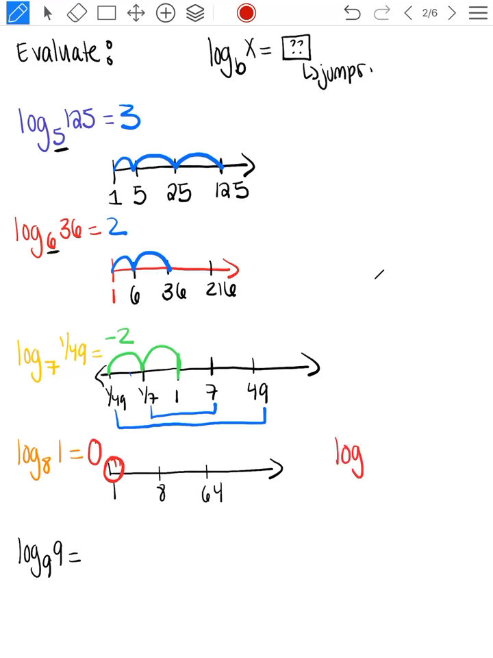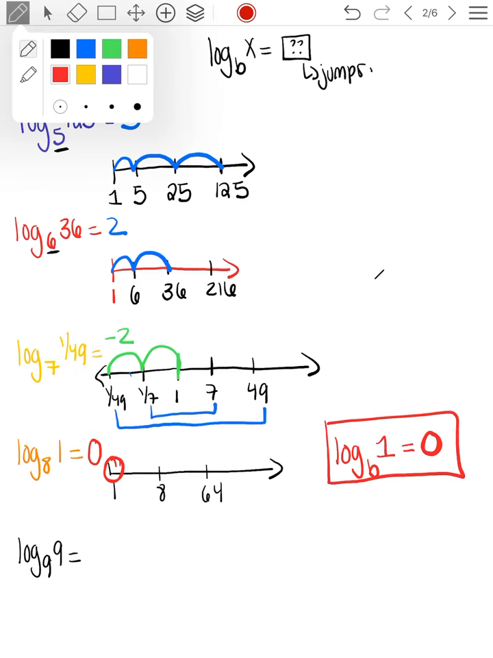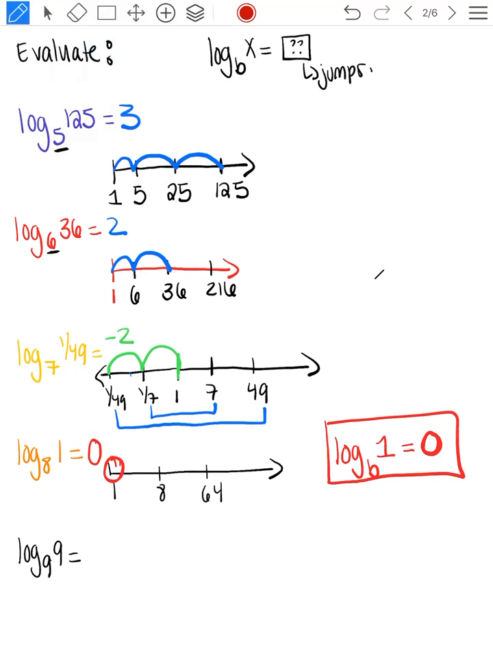And this is a common property, right? Because no matter what the base is, if I'm trying to land at 1, it's always going to be 0 jumps because 1 is where you start from. So this is kind of a property that we have that we can say when we're taking a logarithm, no matter the base, if we're trying to land at 1, it's going to be 0 jumps.